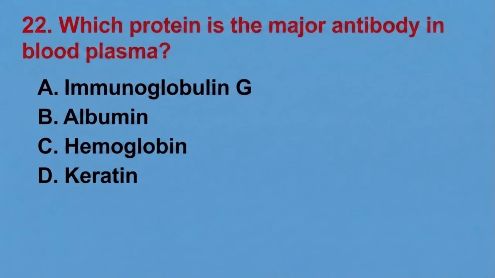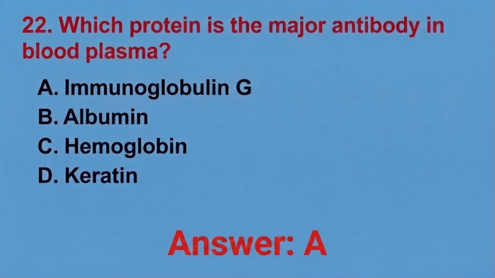Okay, so the correct answer is A. Immunoglobulin G. Immunoglobulin G, or IgG, is the most abundant antibody in blood plasma. It provides long-term immunity against infections and is the only antibody class that normally crosses the placenta to provide passive immunity to the fetus. Then why are the other options wrong?